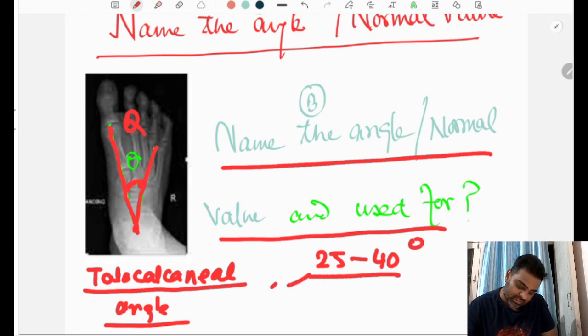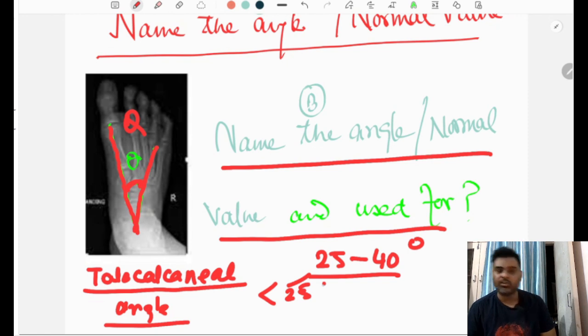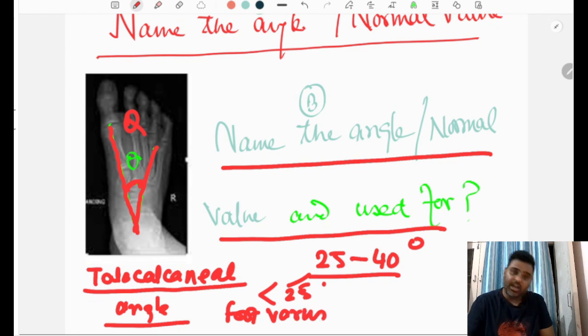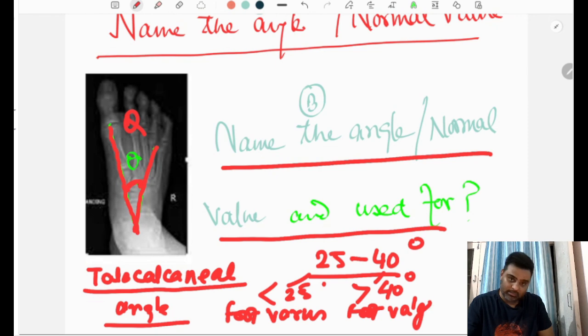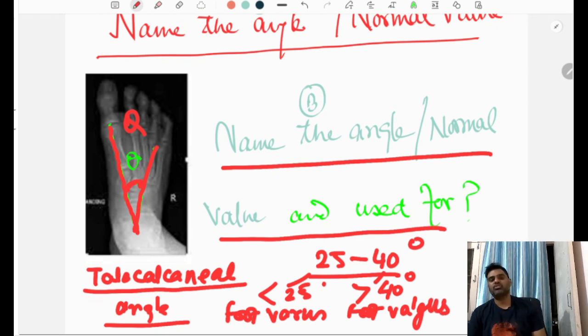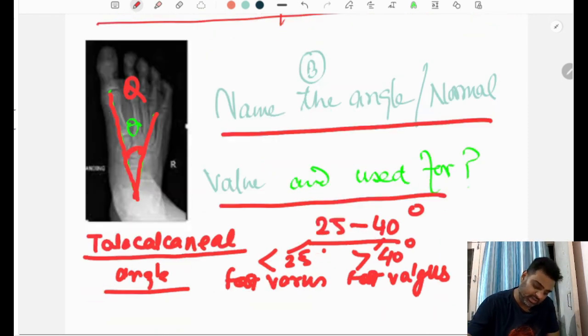A value less than 25, what will it say? That means they are too close, so it will be known as foot varus. And if the value is more than 40 degrees, that will be known as foot valgus. Okay, this is the talocalcaneal angle.